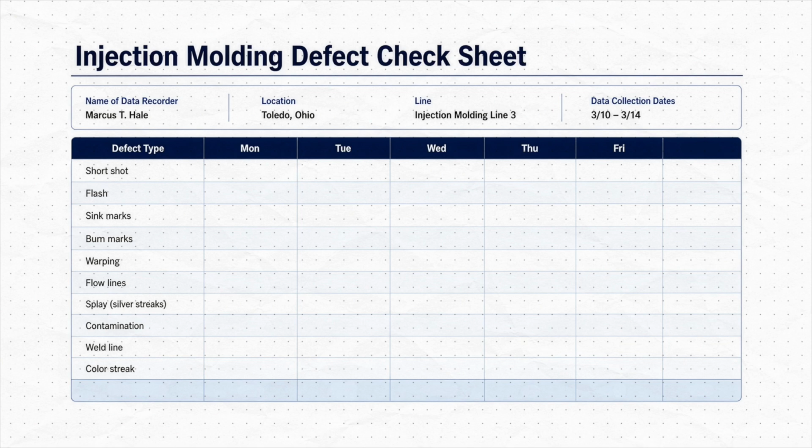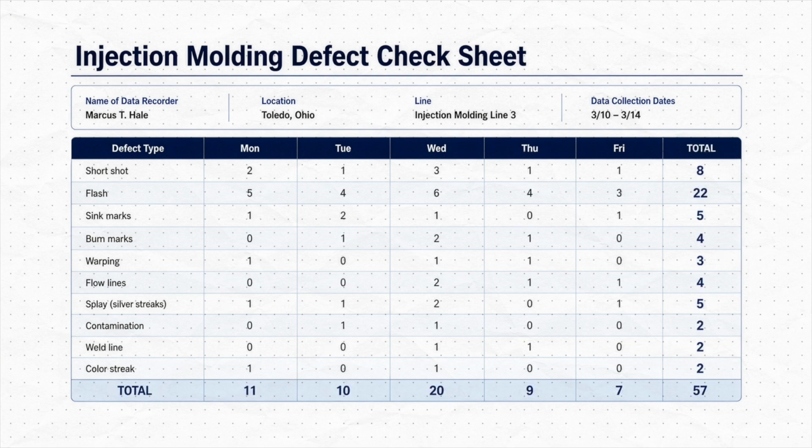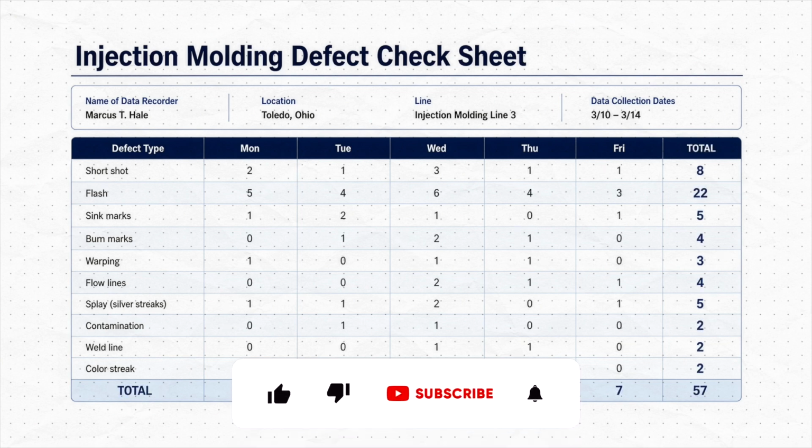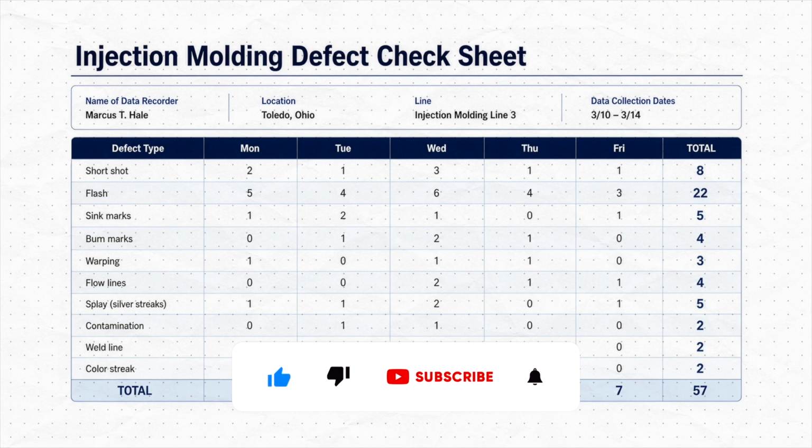In our previous video, we created a check sheet that tracked 10 defect types on an injection molding line, over 5 days, recording a total of 57 defects. As you can see, this check sheet already provides exactly the data we need to build a Pareto chart.